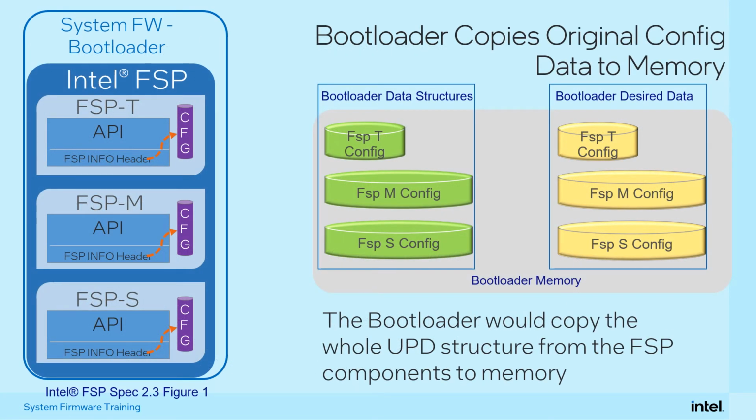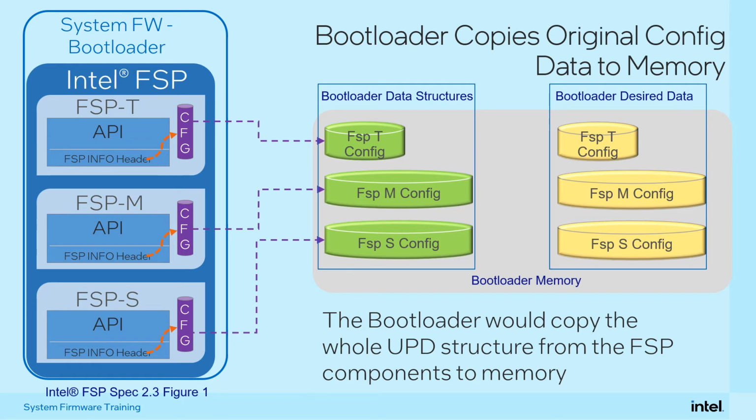The UPD data is organized as a structure. The temp RAM init, FSP memory init, and FSP silicon init API parameters include a pointer which can be initialized to point to each of the corresponding firmware volume UPD data structures. If this pointer is initialized to null when calling these APIs, the FSP will use the default built-in UPD configuration data in the respective FSP components.